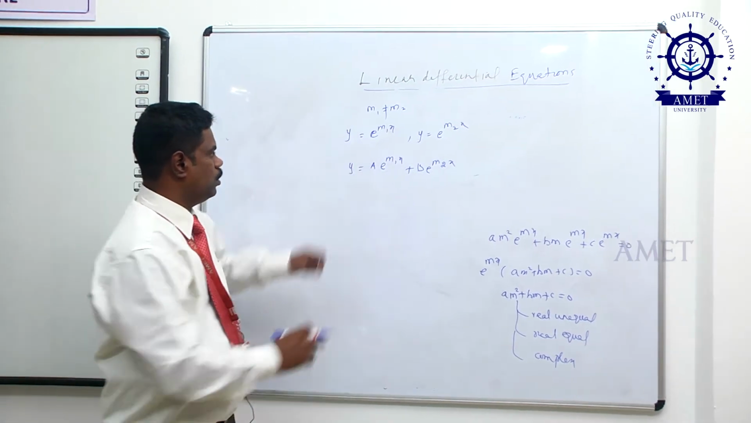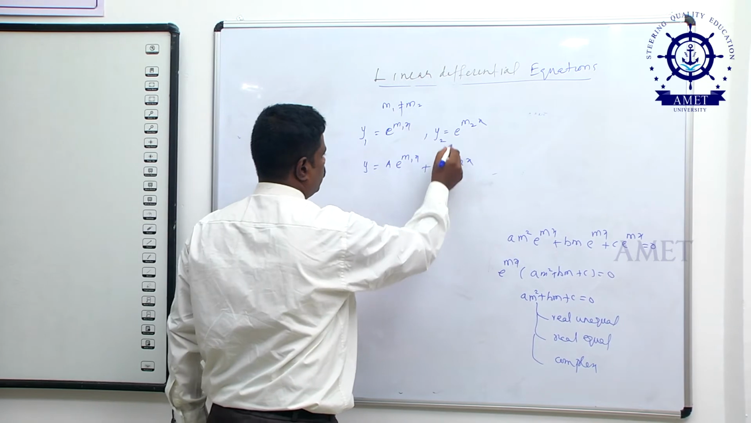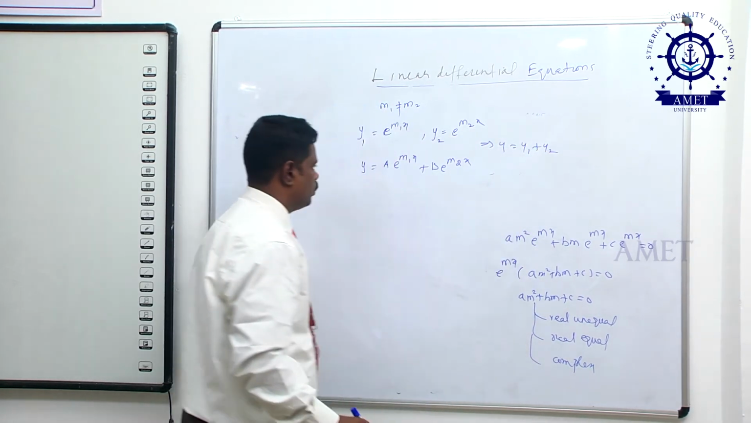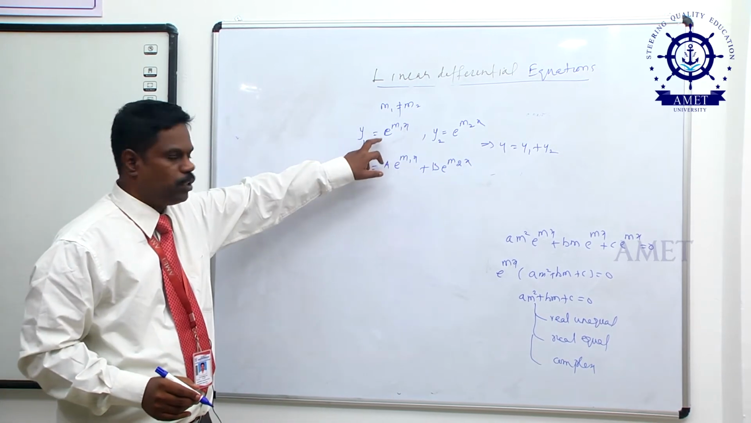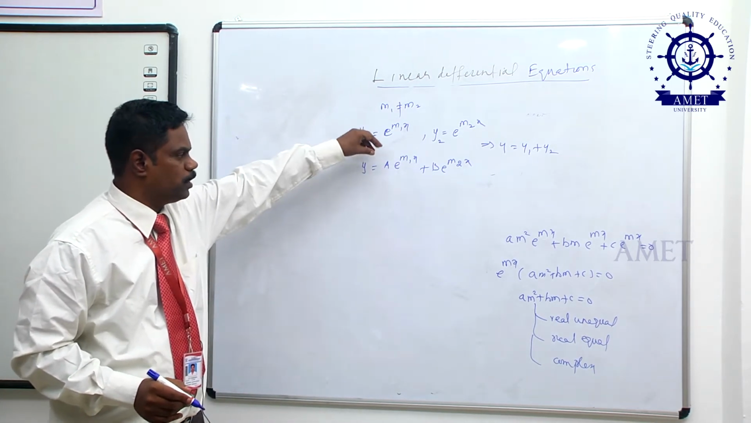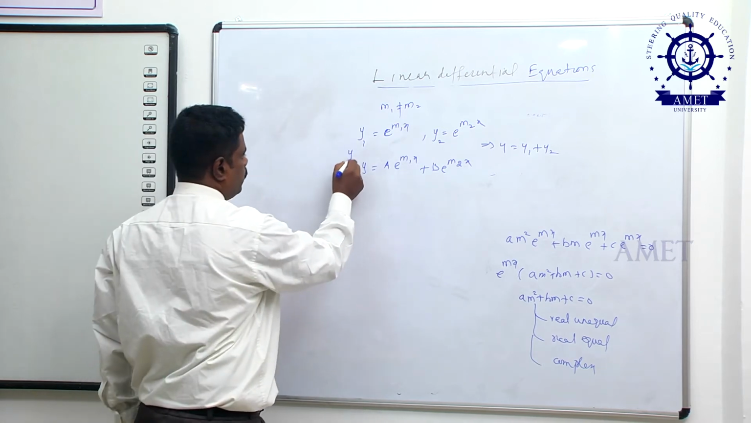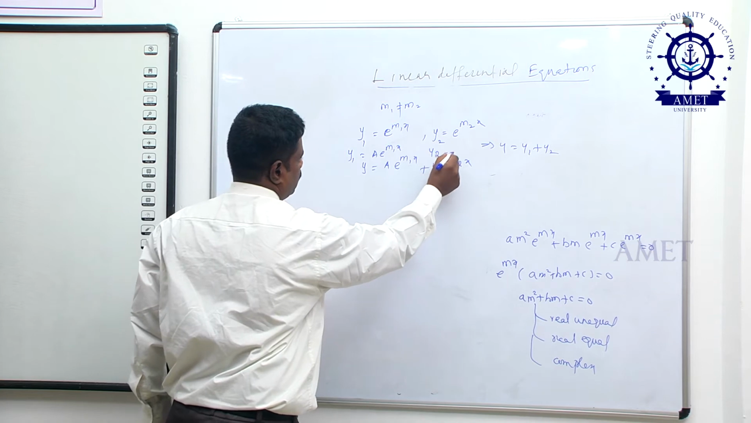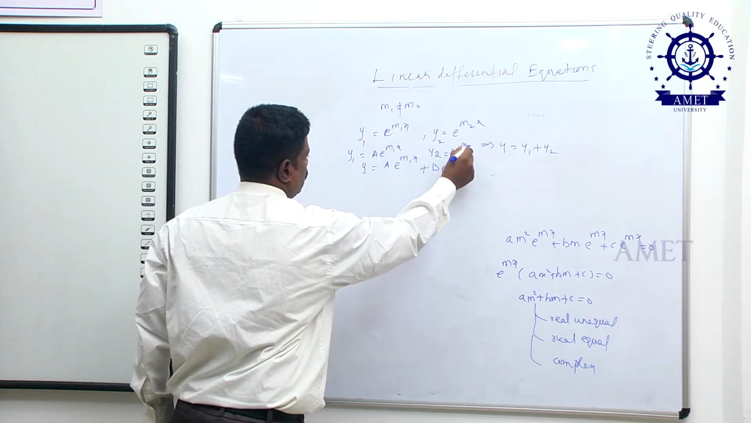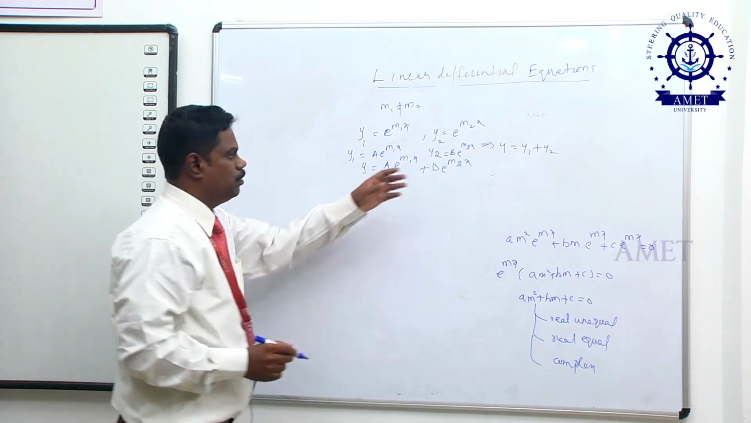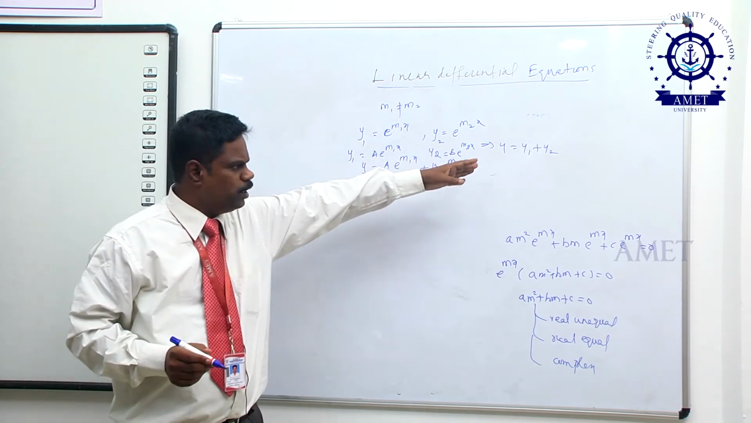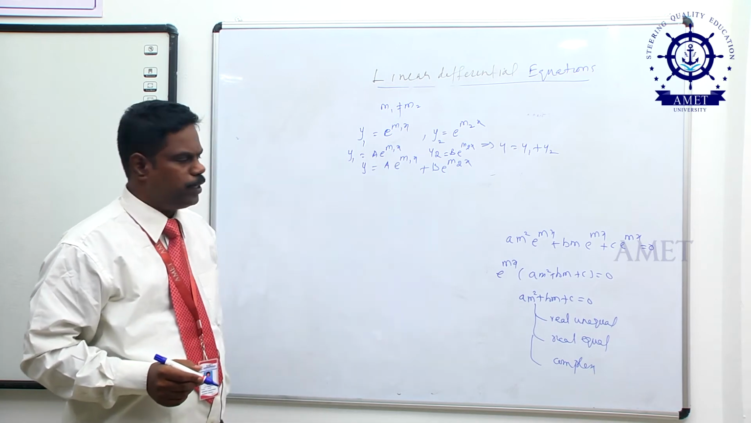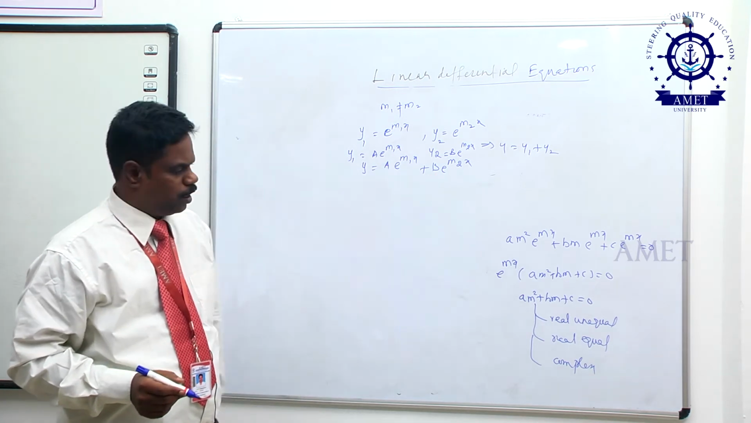This is y1, this is y2. If it is linear, then y is equal to y1 plus y2. Here you can add with some constant multiplication. The y1 may be a into e power m1x for the general case, b into e power m2x. Since it is linear, y is equal to y1 plus y2. So y is equal to a into e power m1x plus b into e power m2x.